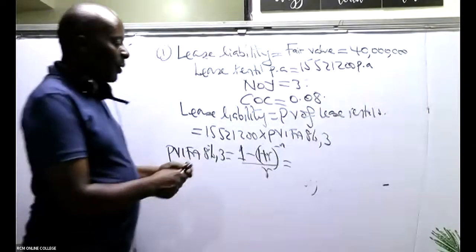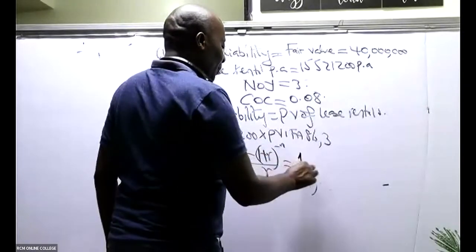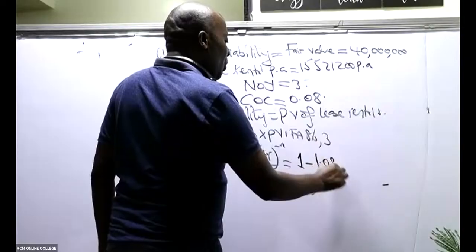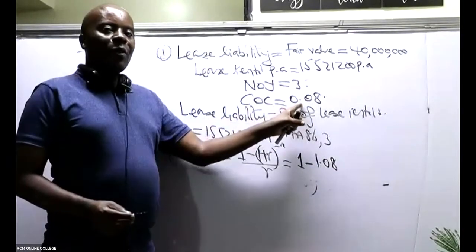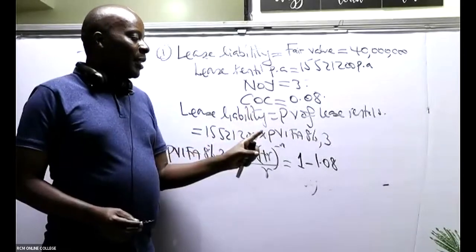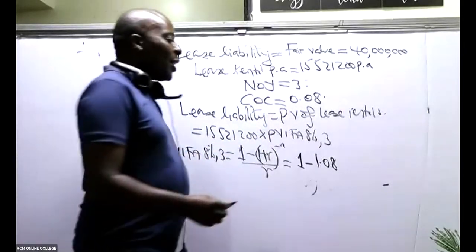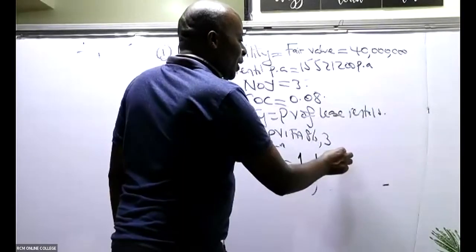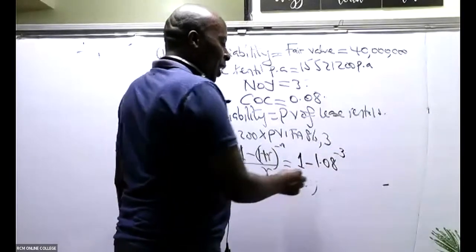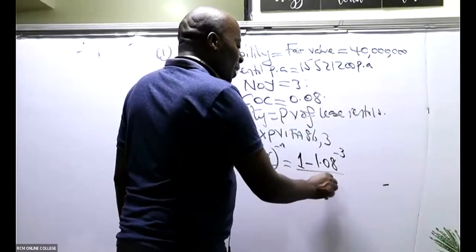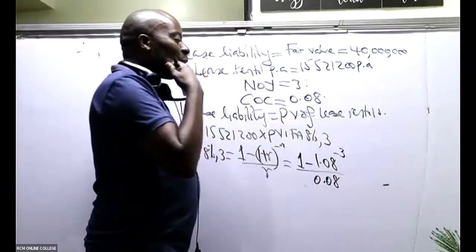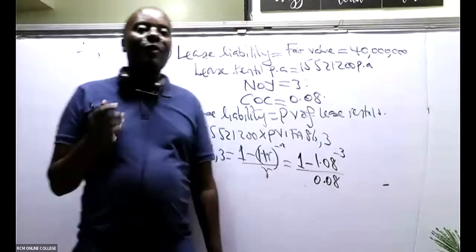So then this one here will be 1 minus 1.08, because I know R is 8%. You see, 1 plus 0.08 is the same as 1.08 raised to negative n. So in this case, our n is 3 years. And then you divide this by R, and R will be 0.08.